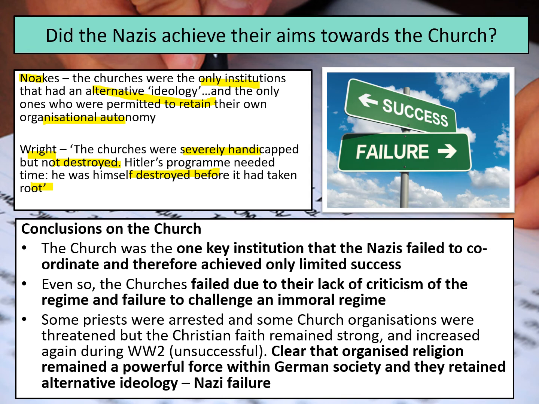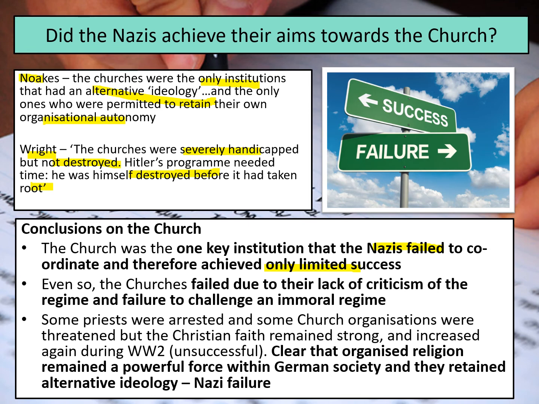So some conclusions on the church which you could use in your answer. You could think about the fact that the church was the one key institution that the Nazis failed to coordinate, and therefore they only achieved limited success. You could also talk about the criticism of the church and the fact that they failed to be able to mount good and effective opposition to the Nazis because of their lack of criticism of the regime, and they failed to challenge the immoral nature of the regime.